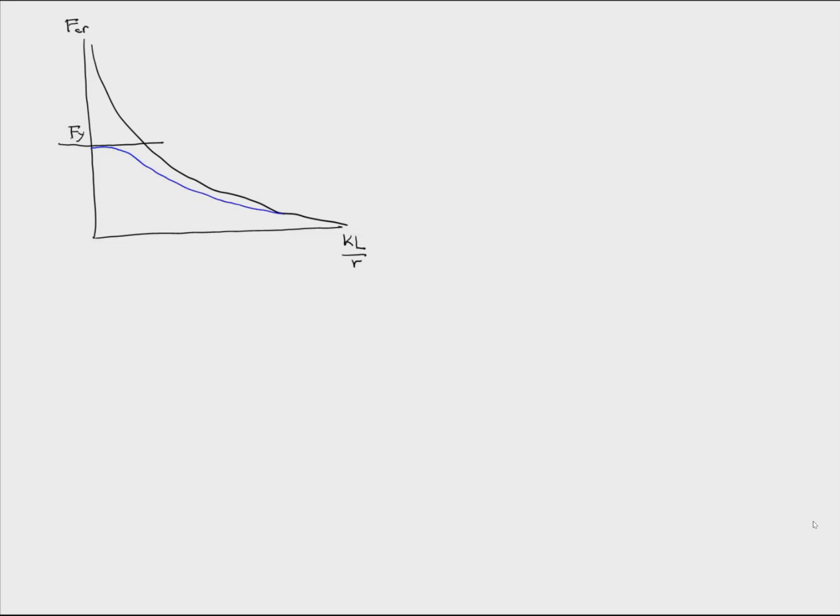We saw that the compressive strength, in terms of the critical buckling stress versus the slenderness ratio, looks like this, limited by the material strength Fy, and that the real curve is something like this, given by the AISC strength equation.